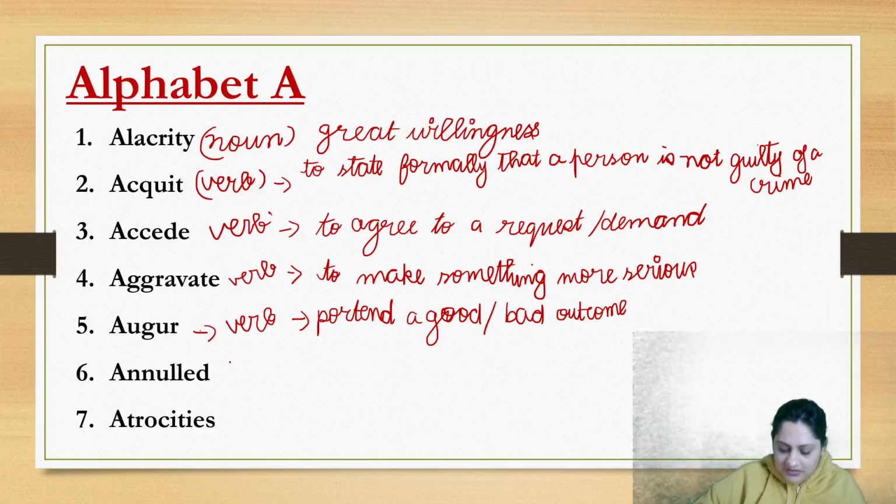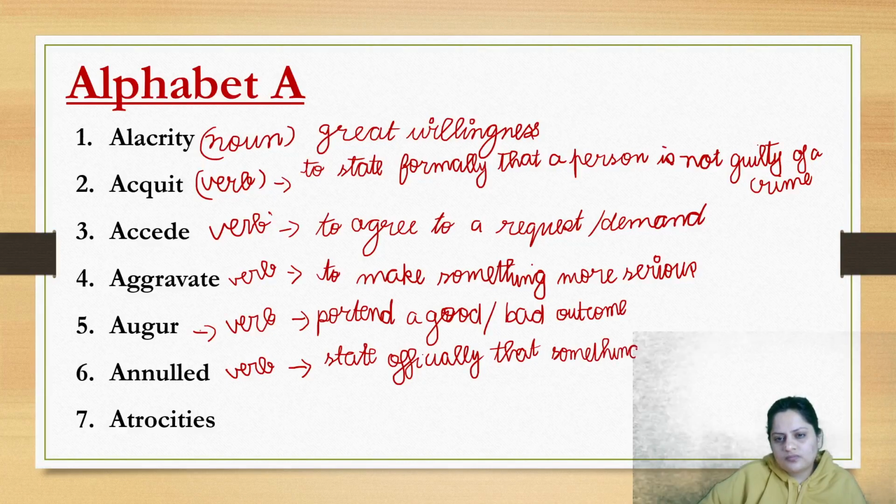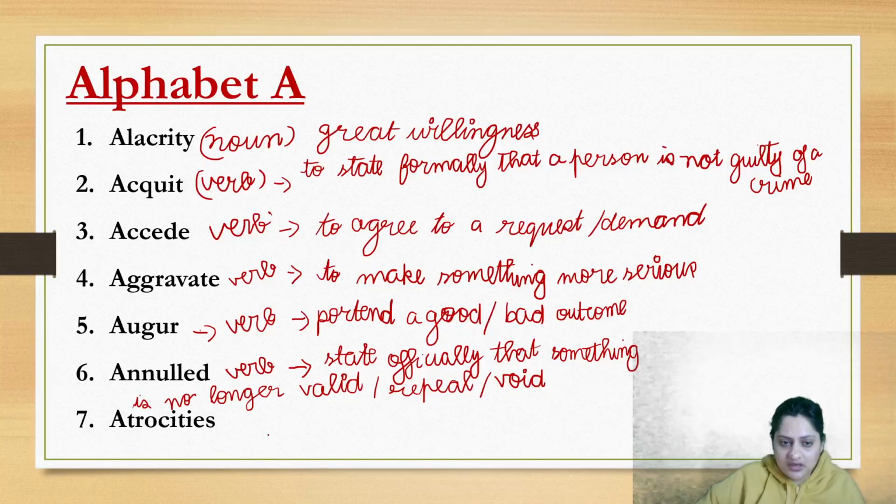Achha. Annulled, obviously again a verb, which means to cancel. Okay. So officially state that something is no longer valid. It is cancelled. Okay. Repealed, nullified, repeal of laws, farm laws, right? It is made void, cancelled. Okay. Officially something is cancelled, we say annulled, nullify. Nullify is also a synonym.